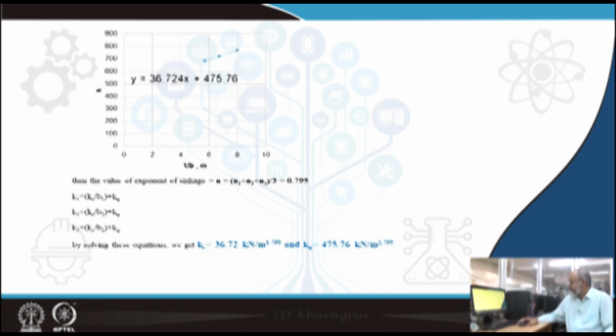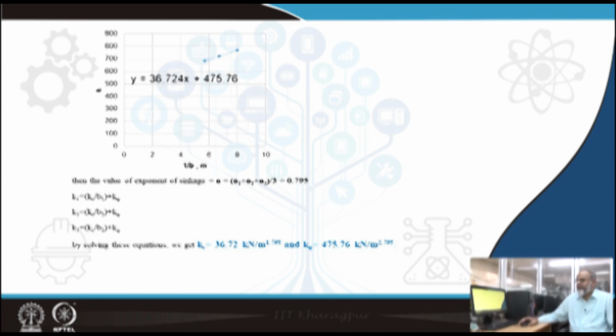So the straight line is 36.724 into x, where x is nothing but 1 upon B, plus 475.76. That means the intercept is 475.76, which is nothing but your frictional modulus of sinkage, and the slope is nothing but Kc, which is equal to 36.724. We also calculated the average exponent of sinkage, which is the summation of these three, and we took the average, so that way we got a value of around 0.795.